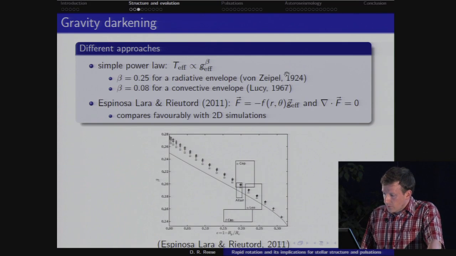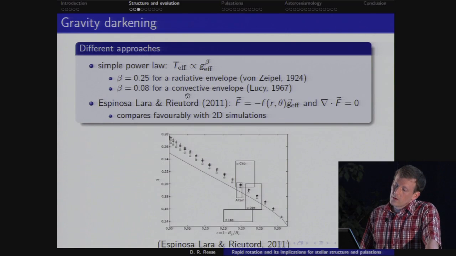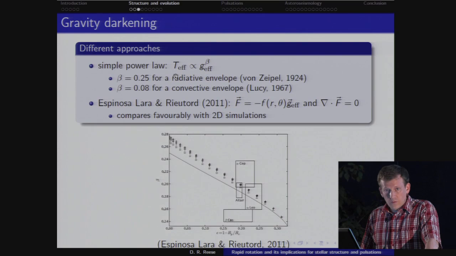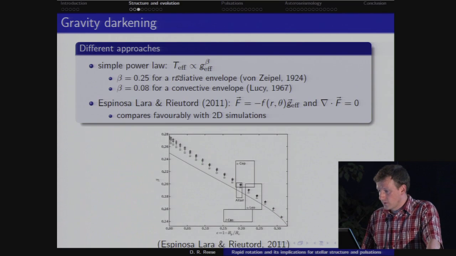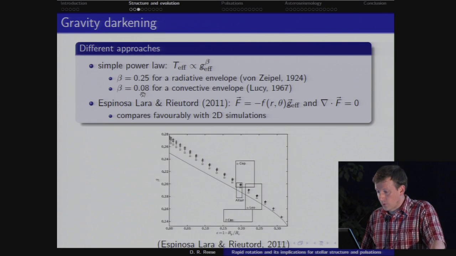You have the von Zeipel approach, which basically says that the radiative flux is proportional to the effective gravity. Furthermore, since the flux is proportional to the effective temperature to the fourth power, then you deduce a power law between the effective temperature and the effective gravity. And this power law will have a 0.25 exponent. But then there have been later studies which investigate what happens if you have an outer convective envelope. And these studies point towards a different power law.